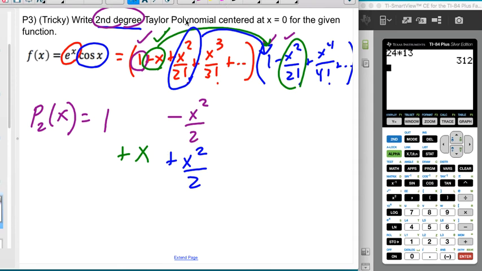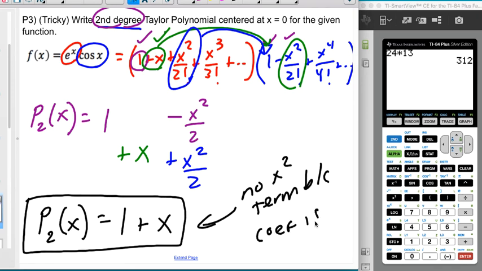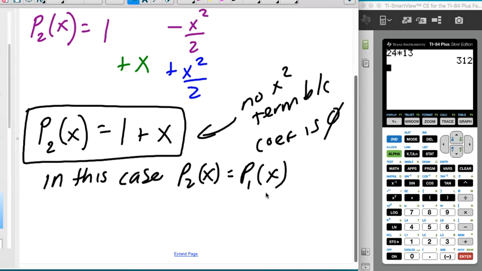So if I clean this up a little bit, I get that my p sub 2 of x seems to be a 1 plus an x, and then there is no second degree term because these are the same thing but opposite signs, right? So that's it. There's no x squared term because its coefficient is 0. And that is what it is. So it turns out that my second degree Taylor polynomial actually is the same as my first degree Taylor polynomial. So in this case, p sub 2 of x is actually the same as the first degree Taylor polynomial because there is no second degree term, right? All right, moving on.